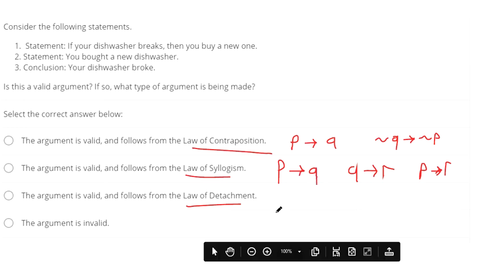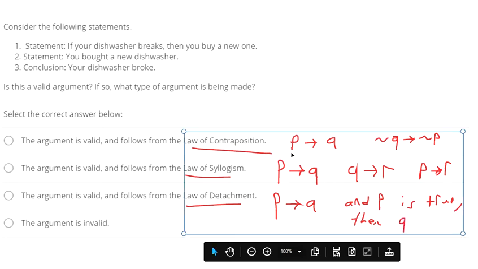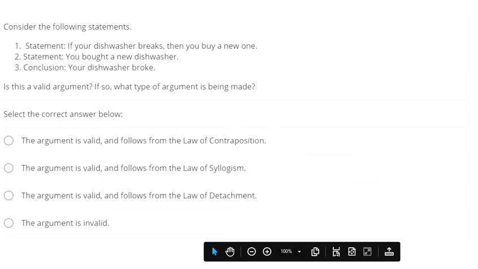And then the law of detachment just says if P implies Q and P is true, then Q is true. I said that right the first time. There we go. Okay, so those are the three laws. Those are the basics.